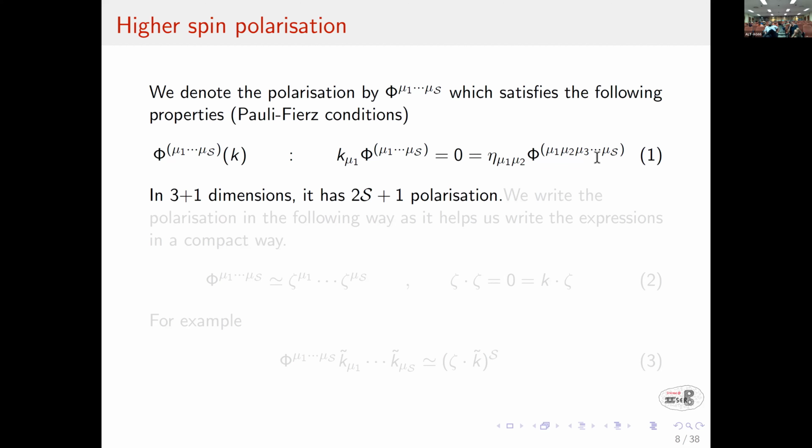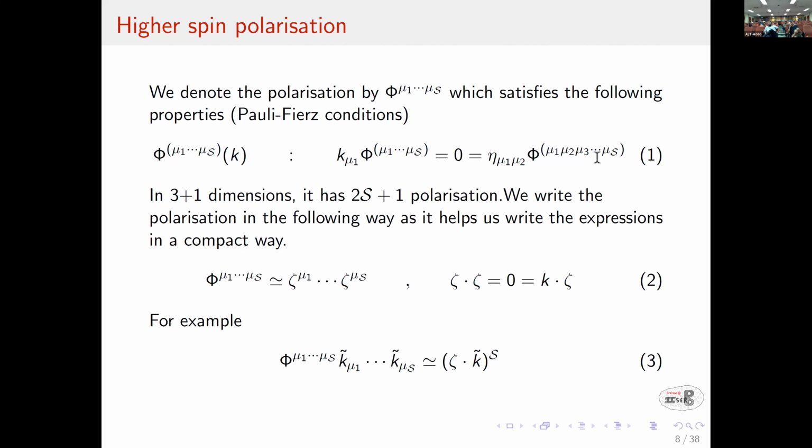This step doesn't have any physics, it's just a shorthand notation. In order to write these quantities, I will always write this as some product of vectors, zeta mu1 through zeta mu s, such that this condition boils down to zeta is null and k dot zeta is 0. So if I have an object like this, I will write it in this way. This is just a shorthand notation. At least in my understanding, there is no physics.